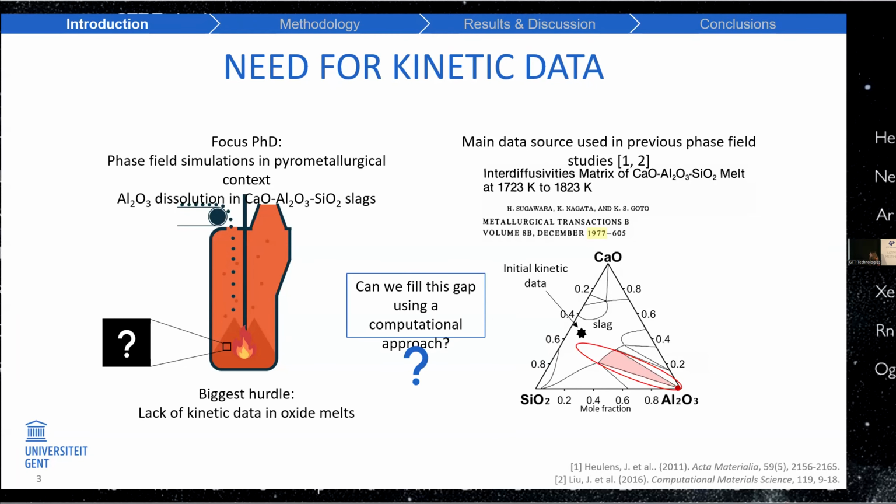I see that the visuals all got a little bit messed up.